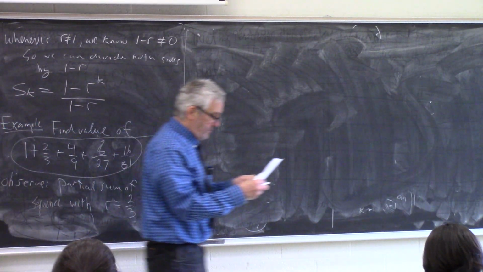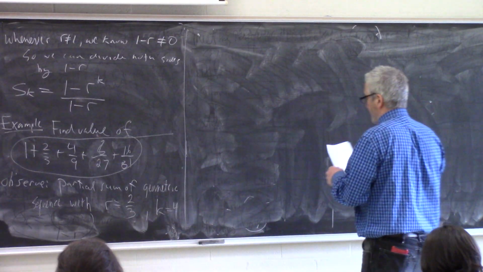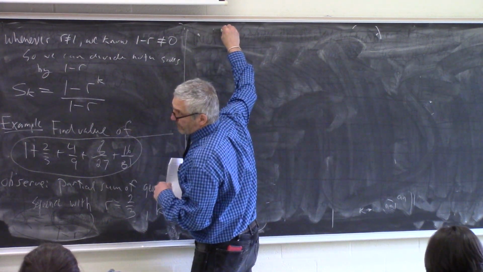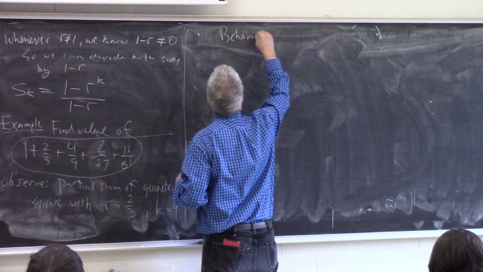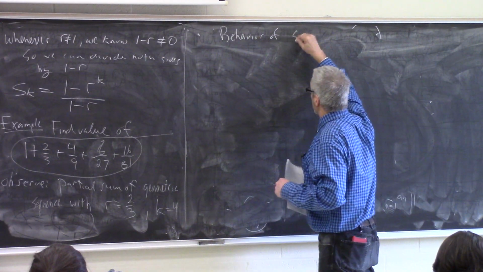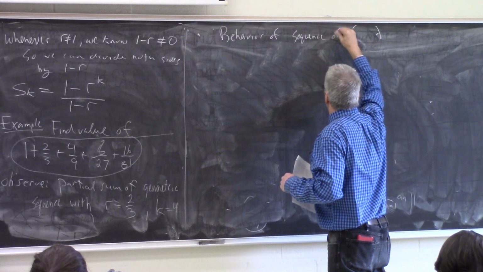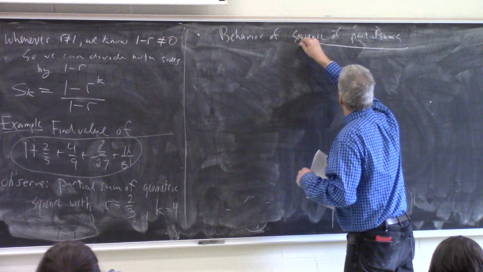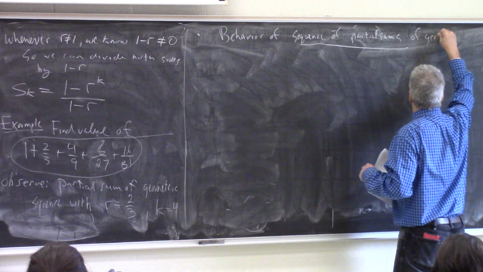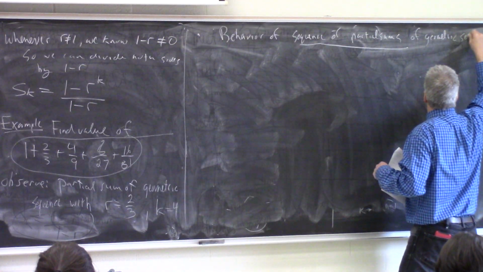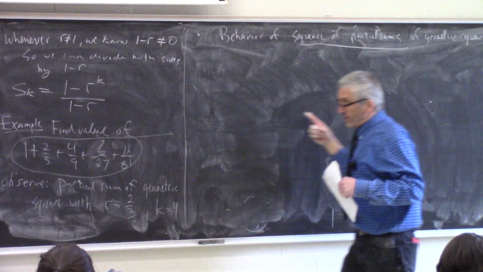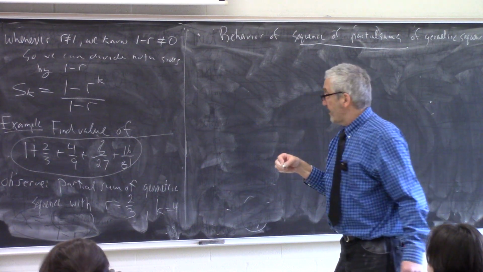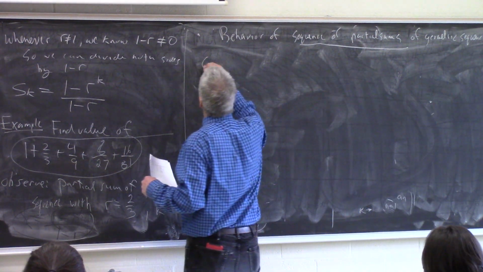So what I want to do is observe the behavior of the sequence of partial sums of the geometric sequence. So again, over there, we have the geometric sequence. All the items had commas between them. We are looking at behavior of the geometric sequence. Now we're going to have those same categories.